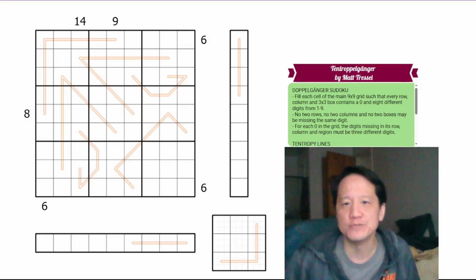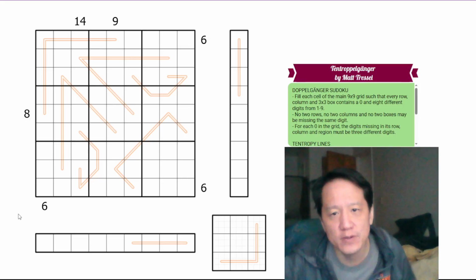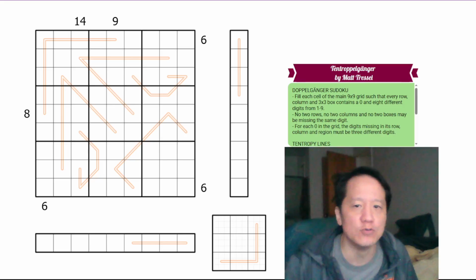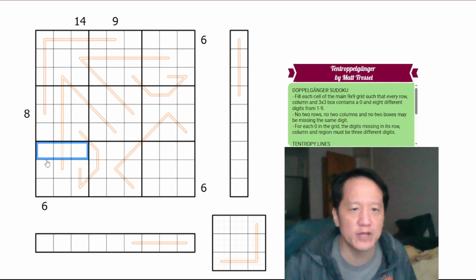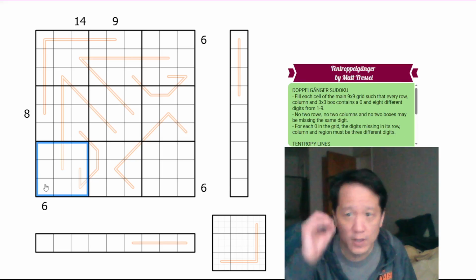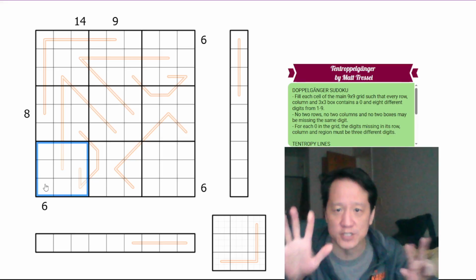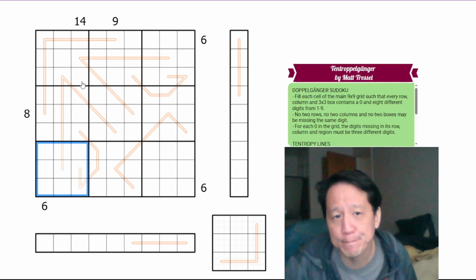by Matt Trussell. And here are the rules. We have Doppelganger Sudoku rules, where we need to fill each cell of the main 9 by 9 grid such that every row, column, and 3 by 3 box contains a 0 and 8 different digits from 1 through 9.